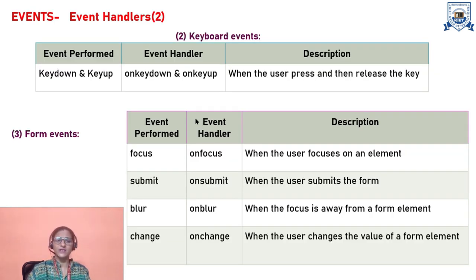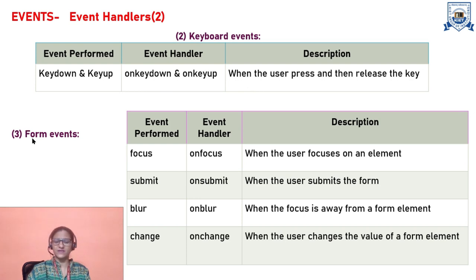So in keyboard, the events performed are key down and key up. The event handlers are onkeydown, which means when the key is pressed, and onkeyup, which means when the key is released. What will happen? What action will be performed? We have to write a piece of code in this event handler.